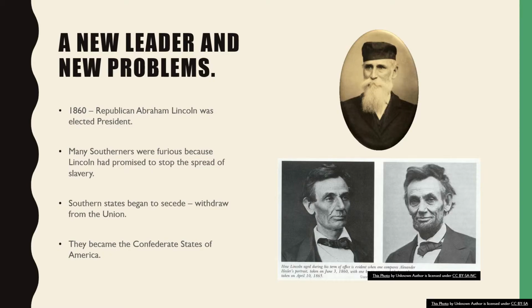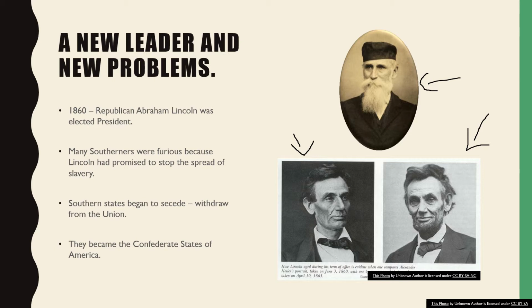A new leader and new problems. 1860, Republican Abraham Lincoln was elected president. You're probably familiar with his name and maybe his picture as well. The bottom left-hand picture here is Abraham Lincoln in 1860, but you might recognize him more from the right-hand picture with his beard. The picture on the left was taken by Alexander Hesler, who is up top here; I put his picture just for reference. The right-hand picture is Lincoln with his beard in 1865.